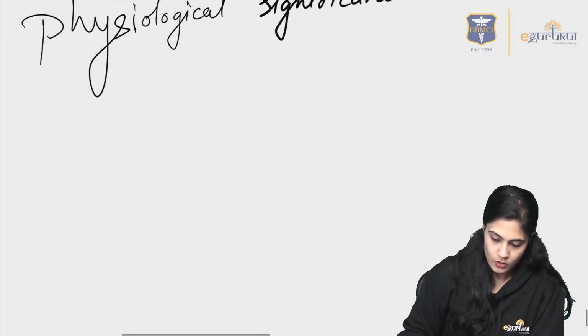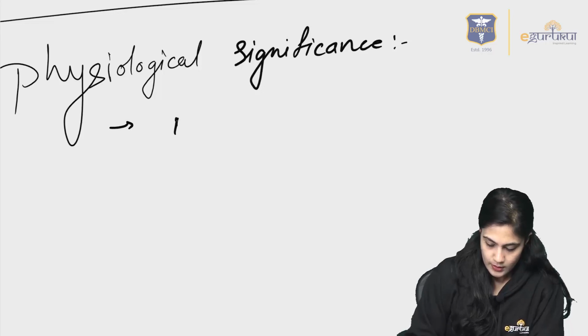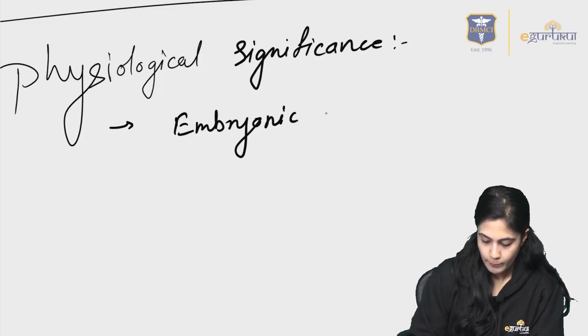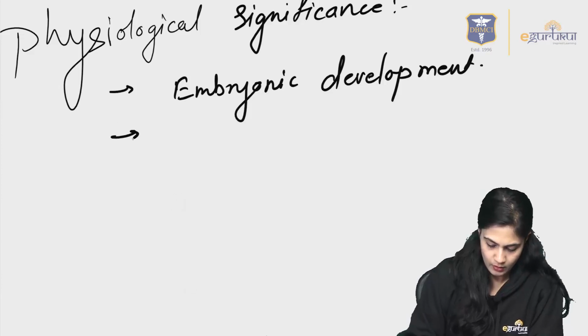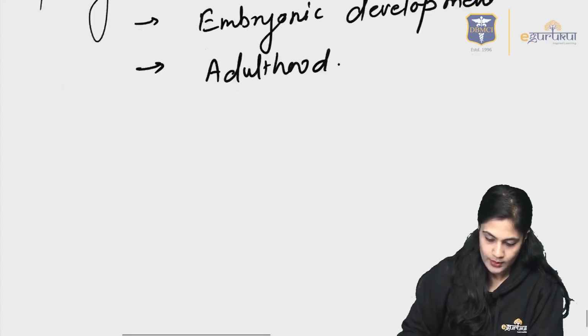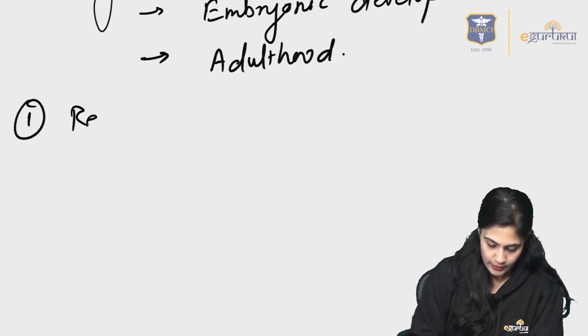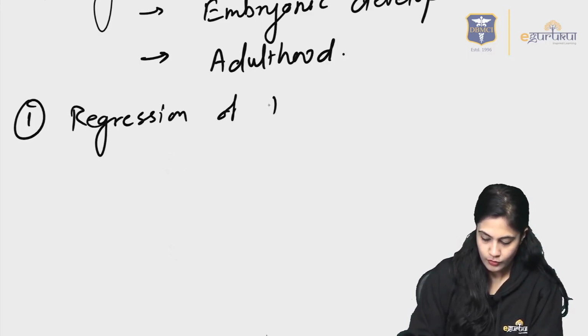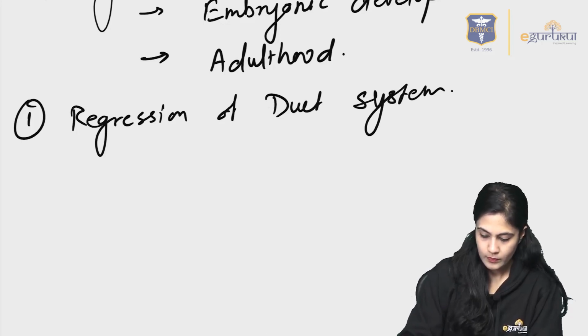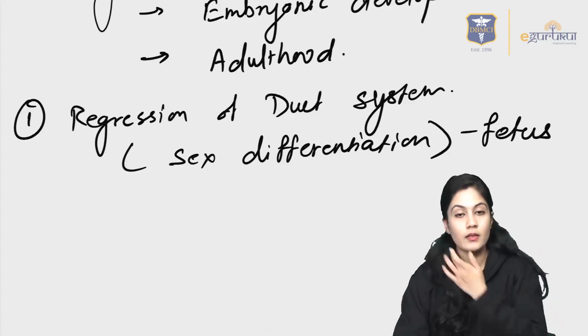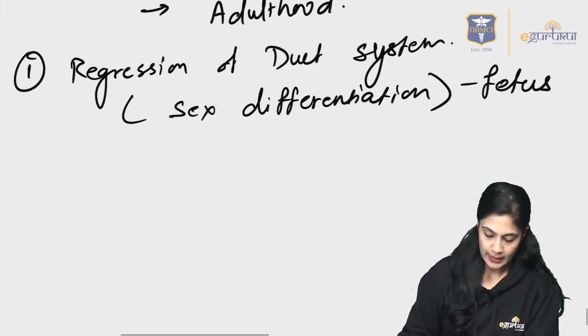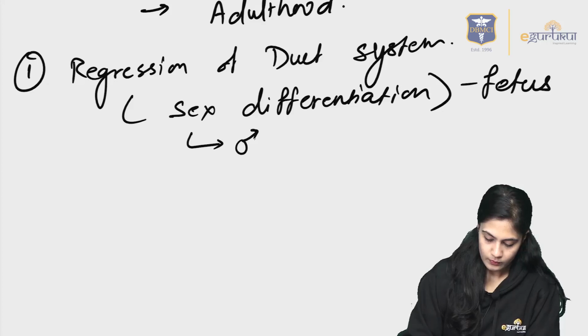Now, what is the physiological significance of this? First is in embryonic development, as we already discussed, in the fingers, right? In the Mullerian duct and other things, right? In adulthood also, it will help. Now, how? Let's see. First, write down the regression of the duct system, which will lead to sex differentiation in the fetus, male or female.